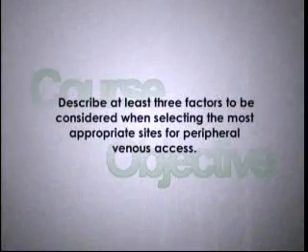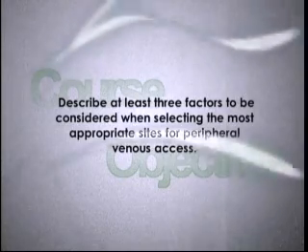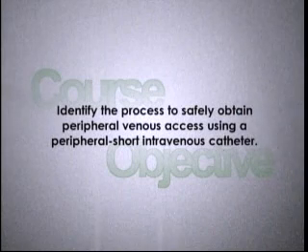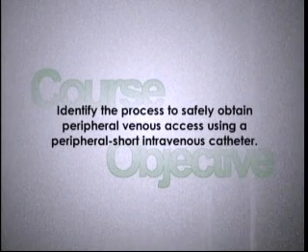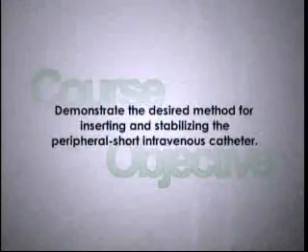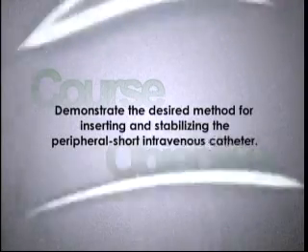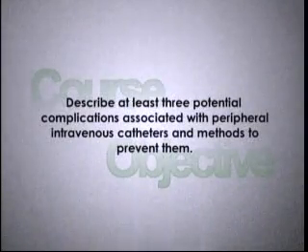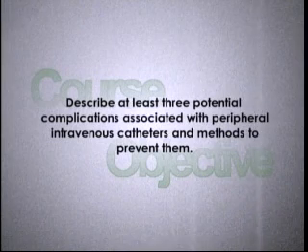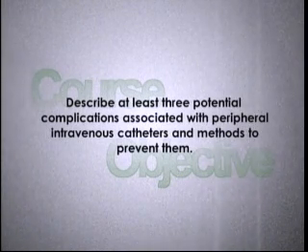We'll describe at least three factors to be considered when selecting the most appropriate sites for peripheral venous access. We'll identify the process to safely obtain peripheral venous access using a peripheral short intravenous catheter. Next, we'll demonstrate the desired method for inserting and stabilizing the peripheral short intravenous catheter. And finally, we'll describe at least three potential complications associated with peripheral intravenous catheters and methods to prevent them.